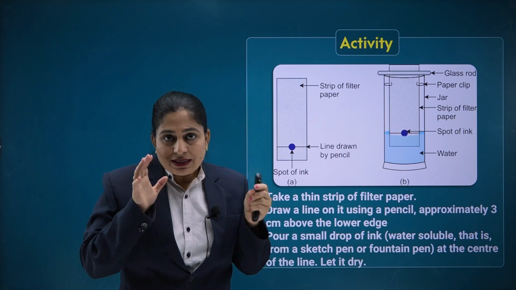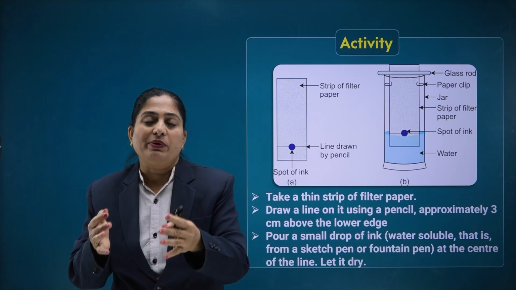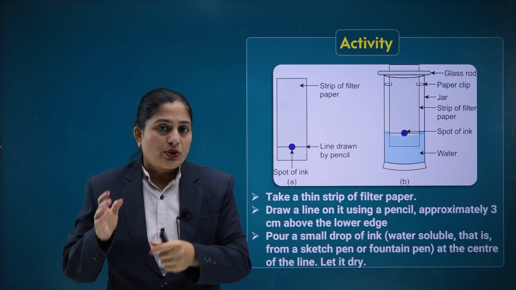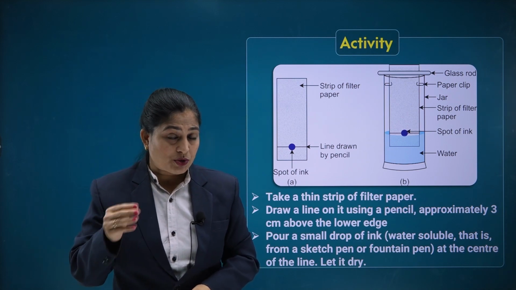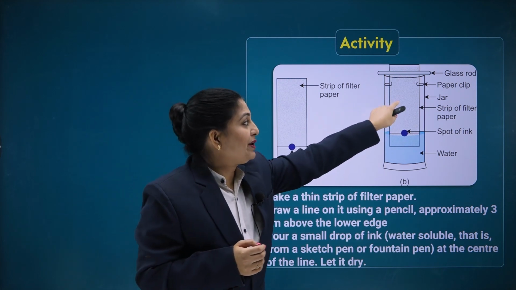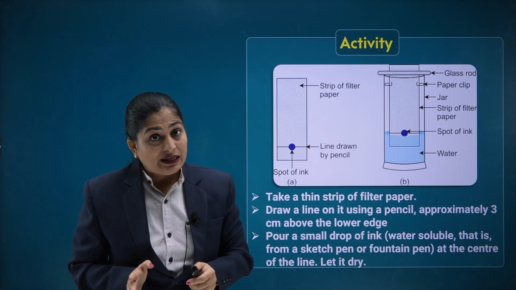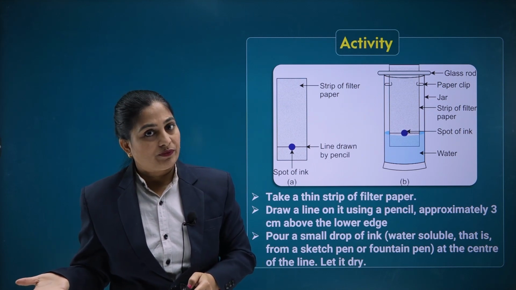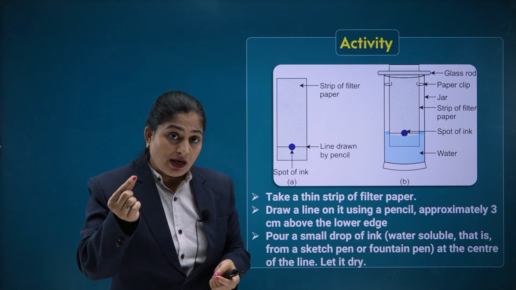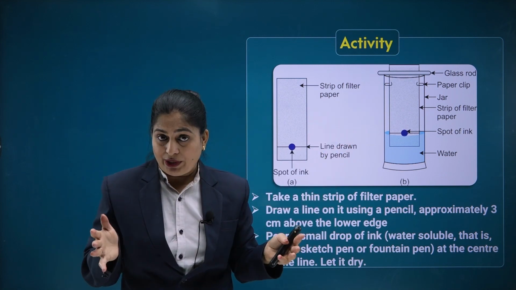Since this ink drop consists of many components, say component A, component B, component C, different components have different concentration and rate of adsorption, so they get adsorbed at different points of the filter paper. So from this technique, we can easily find out how many components this ink consists of. Even with a single drop of mixture, we can separate it into different components.